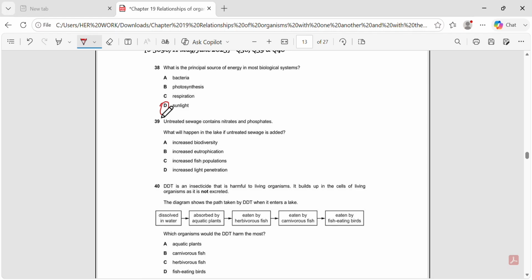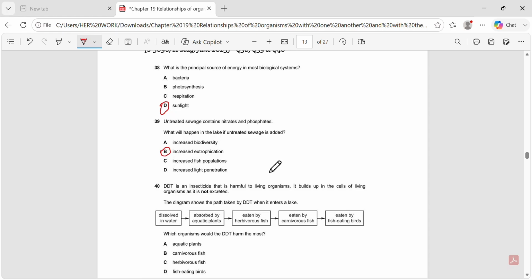Next one asks, untreated sewage contains nitrates and phosphates. What will happen in the lake if untreated sewage is added? Nitrates and phosphates are nutrients that promote the rapid growth of algae and aquatic plants. This leads to eutrophication, where excessive plant and algal growth eventually reduces oxygen levels in the water and harms aquatic life. So, B is the correct answer.